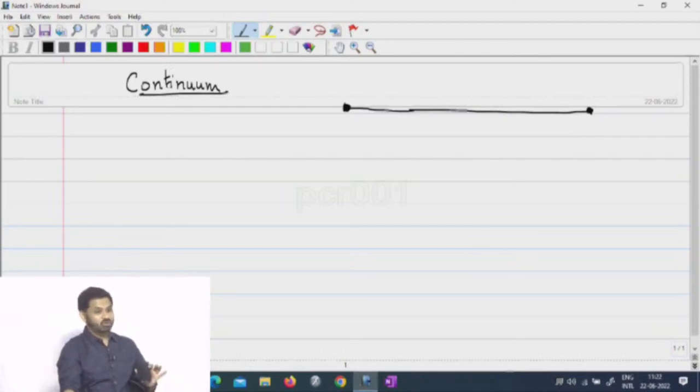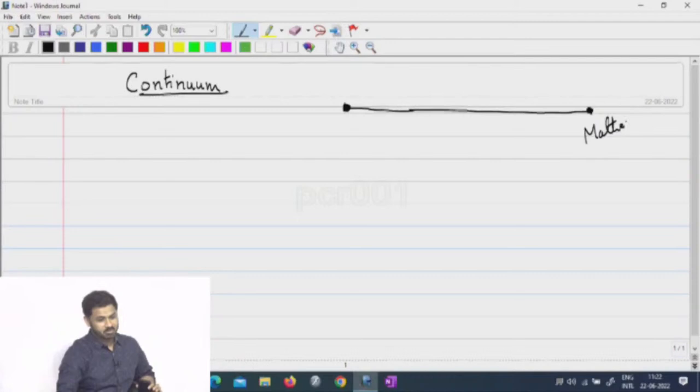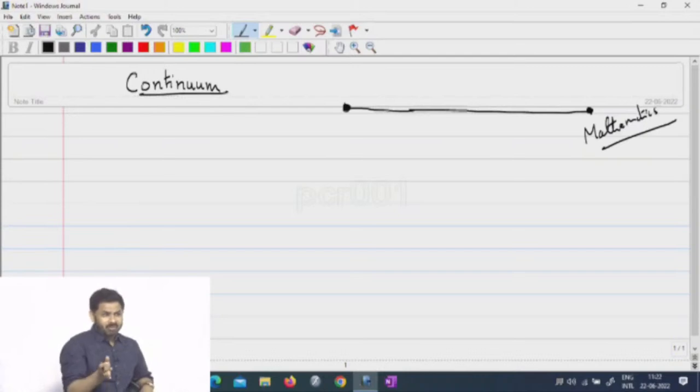If I have to place all the subjects on this continuum, which subjects will you place on the extreme? Mathematics, shall I keep on one end or not? Because mathematics is the purest science. Maybe you can put physics also. Chemistry is also close to that. But then biology will be a little less, and psychology, anthropology will be even less. Are we getting the point?